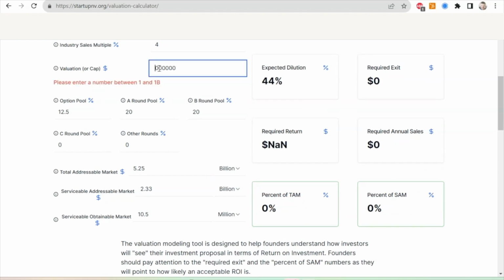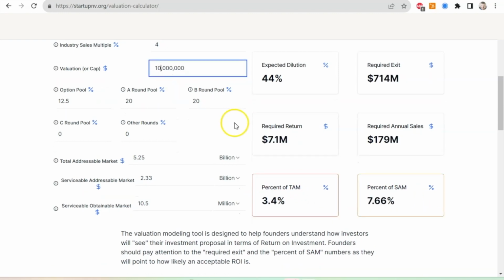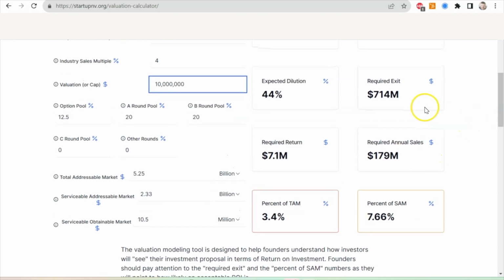If we were to change the valuation cap in this example to $10 million and leave everything else the same, you can see that now these boxes are outlined in red, or yellow in the case of SAM, which means that it's not a good investment from an investor's perspective. Why? Well, the required exit is now $714 million, which means that the company has to achieve almost $180 million in sales. That, while possible, is unlikely. So it's not as good of an investment from an investor's perspective.